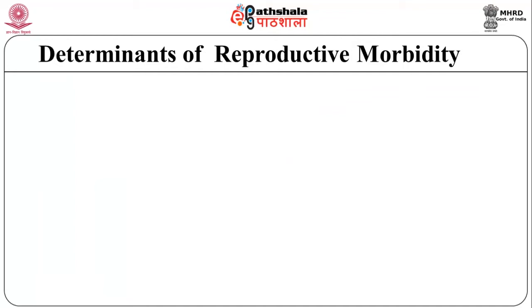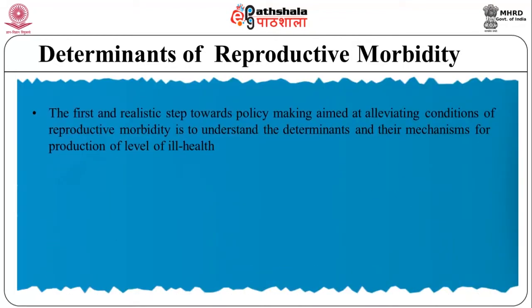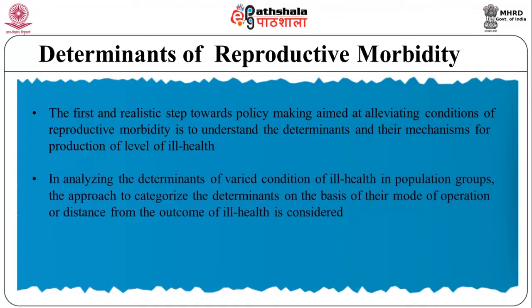Determinants of reproductive morbidity. The first and realistic step towards policy making aimed at alleviating conditions of reproductive morbidity is to understand the determinants and their mechanisms for the production of levels of ill health. In analyzing the determinants of varied conditions of ill health in population groups, the approach is to categorize the determinants on the basis of their mode of operation or distance from the outcome of ill health.